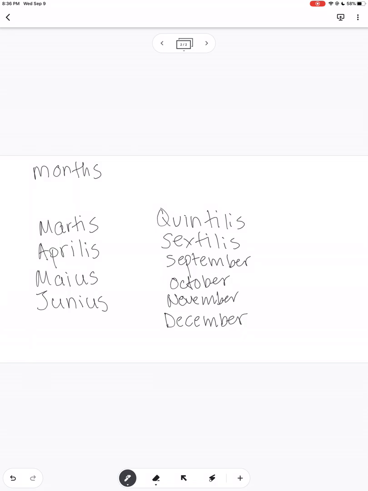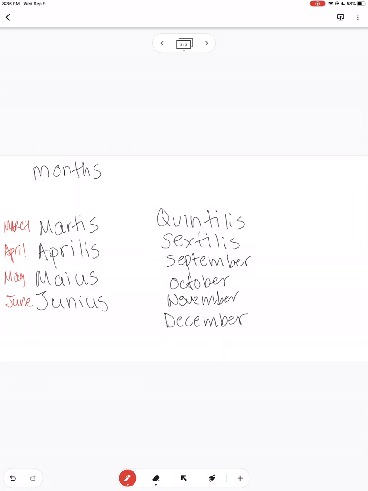So if we think about it, their 10 months started with Martis. What do you think that month would be? Martis is going to be March. Aprilis, April. Maius, May. And then Junius, June. So those are where we get the names of those months.